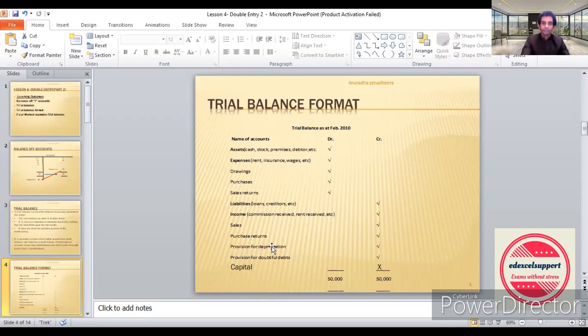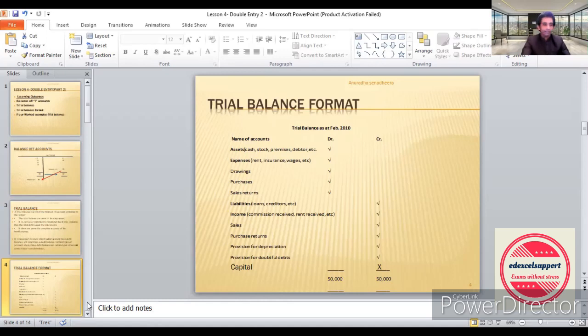Okay. Remember, all the provision accounts have a credit balance. In future lessons, I will explain why they have a credit balance. But remember now, provision accounts have a credit balance. Capital is credit. You know that, since it comes under liabilities. Now you add the debit side and add the credit side. The totals should be equal, or they should be tallied. Then we call it a trial balance.